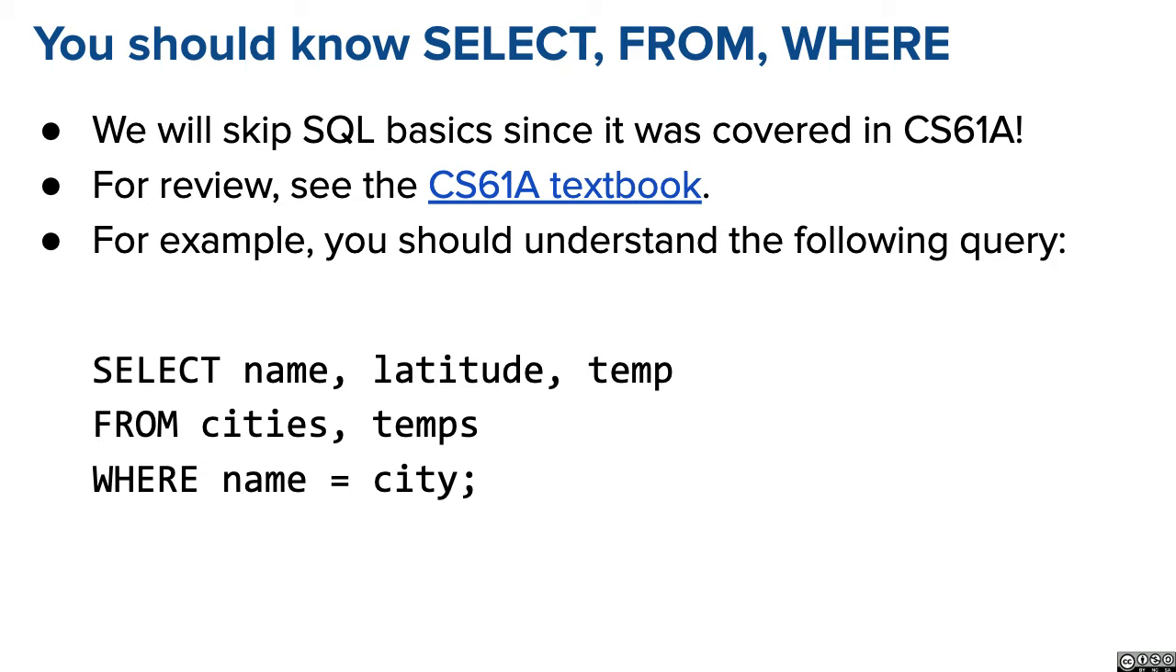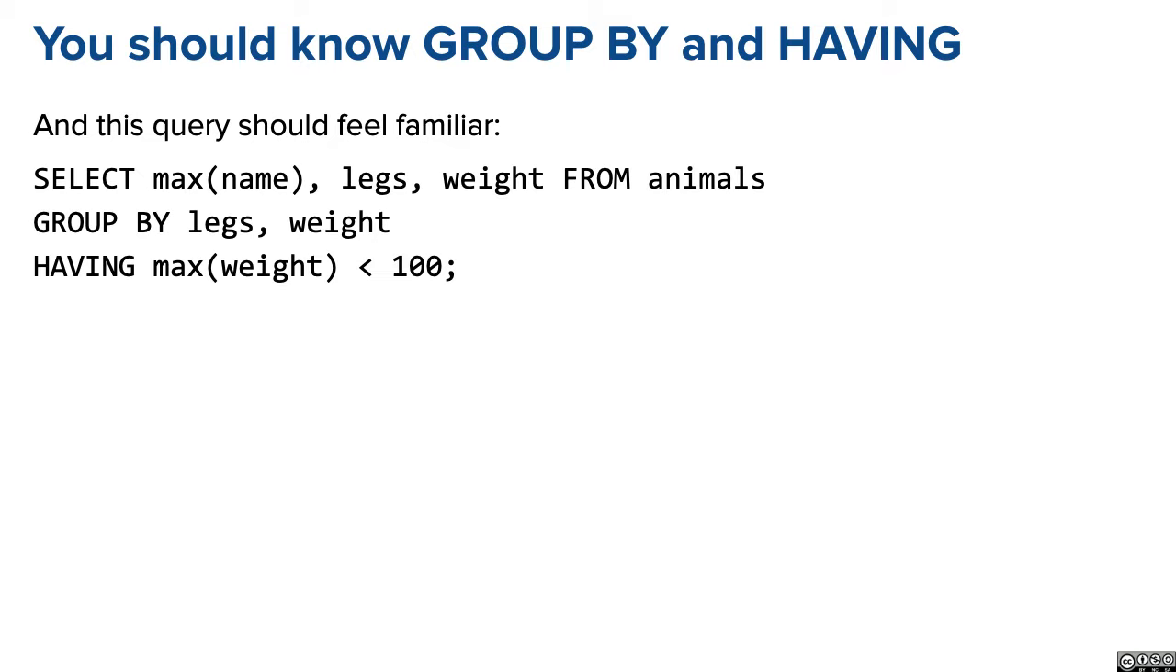For example, this query should make sense to you. In this query, what we're doing is joining two tables, cities and temps, where the name of the city is equal to the temp of the city. Sorry, yes. And then we're selecting three columns out of that joined data set. This query should feel familiar.